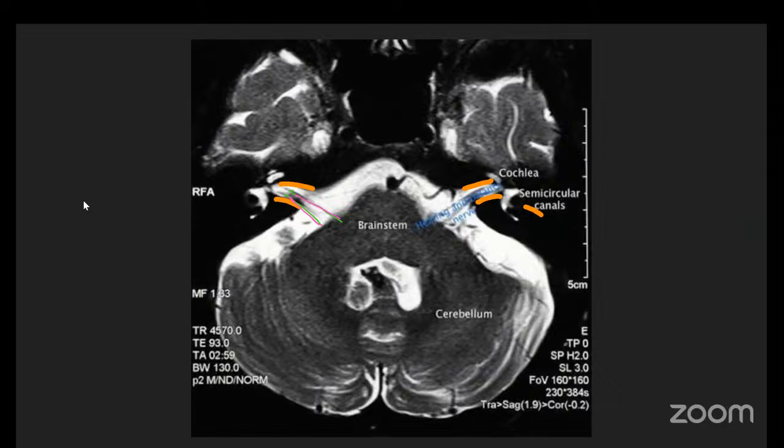This entire region here is the CP angle cistern, which is currently being traversed by these nerves. And let me mark here. This is the basilar artery. And what do you think is going here? This is our ICA, beautifully visible.